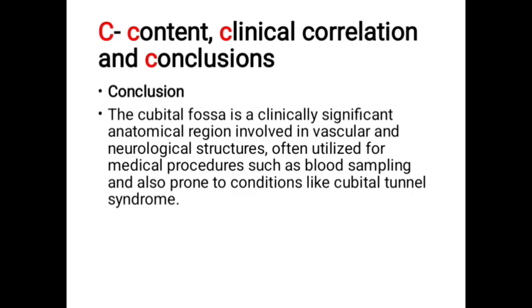For conclusion, the cubital fossa is a clinically significant anatomical region that involves vascular and neurological structures, often utilized for medical procedures such as blood sampling, and also prone to conditions like cubital tunnel syndrome. So you don't need to cram or memorize a lot of things about the conclusion. In concluding an essay, what you need to know is just the function of the structure you're asked to write about, and knowing the function can help you form the conclusion for that essay, and this can give you free scores in the exam.